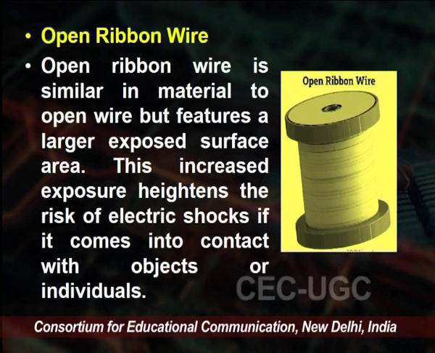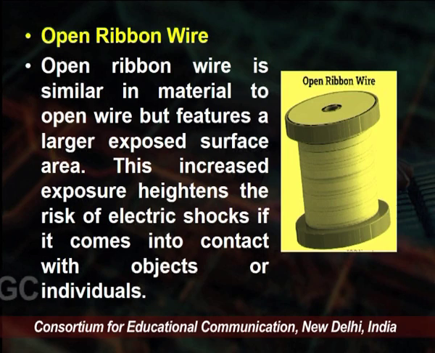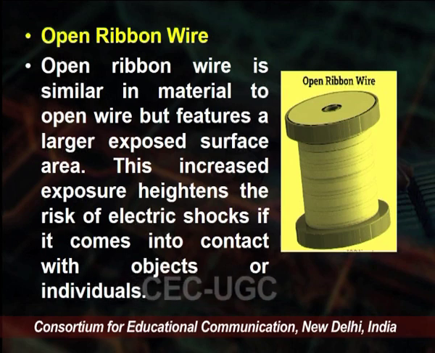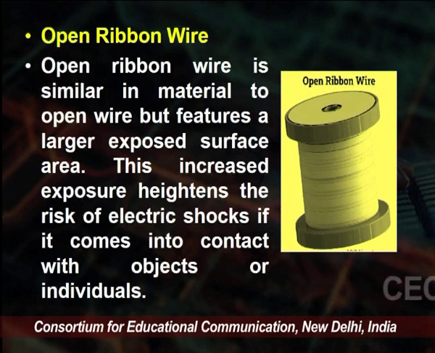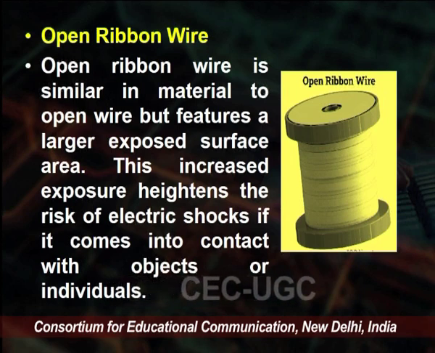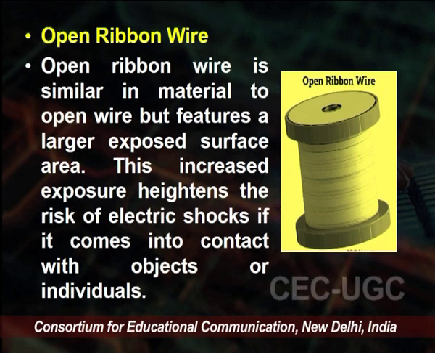The next type of wire is the open ribbon wire. This ribbon wire is similar in material to open wire, but features a large exposed surface area. So, this increased exposure heightens the risk of electric shock if it comes into contact with an object or individuals.